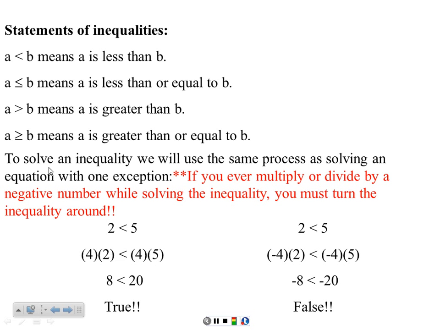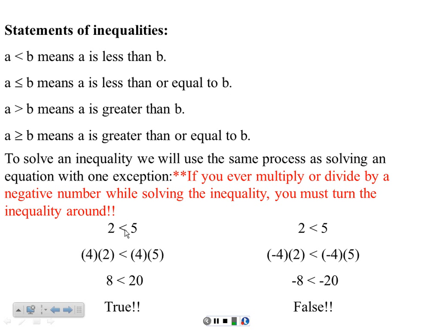To solve an inequality, we're going to use the same process as solving an equation, with one exception. If you ever have to multiply or divide by a negative number while solving the inequality, you must turn the inequality around. Then these two examples here on the bottom are the reason why.